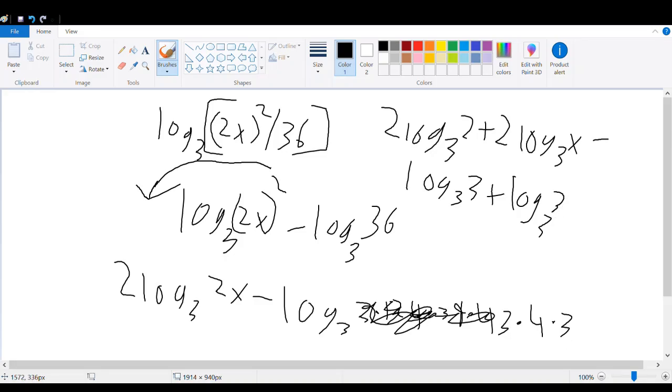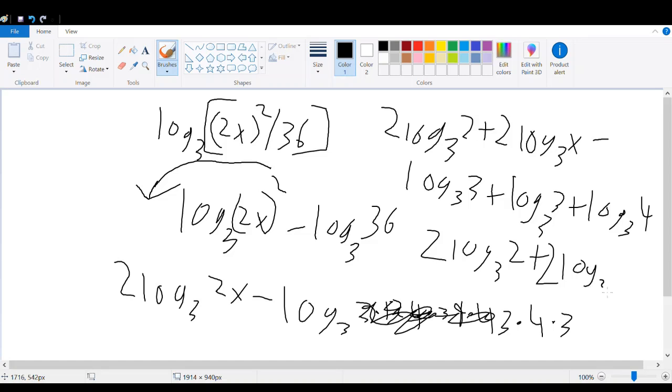So log base 3 of 3, log base 3 of 3, log base 3 of 4. That's 2 log base 3 of 2 plus 2 log base 3 of x minus log base 3 of 3, which is 1, plus log base 3 of 3, which is 1, so minus 2. Ooh, and actually, I think the minus applies to the whole thing. So minus 2, and then minus, because the negative distributes, log base 3 of 4.